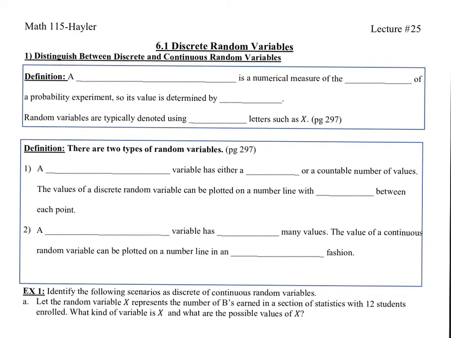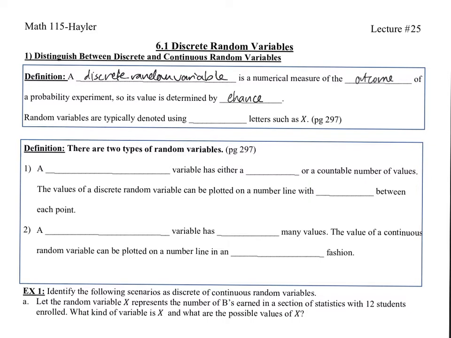Welcome to Lecture 25, 6.1, Discrete Random Variables. So, definition. A discrete random variable is a numerical measure of the outcome of a probability experiment, so its value is determined by chance.